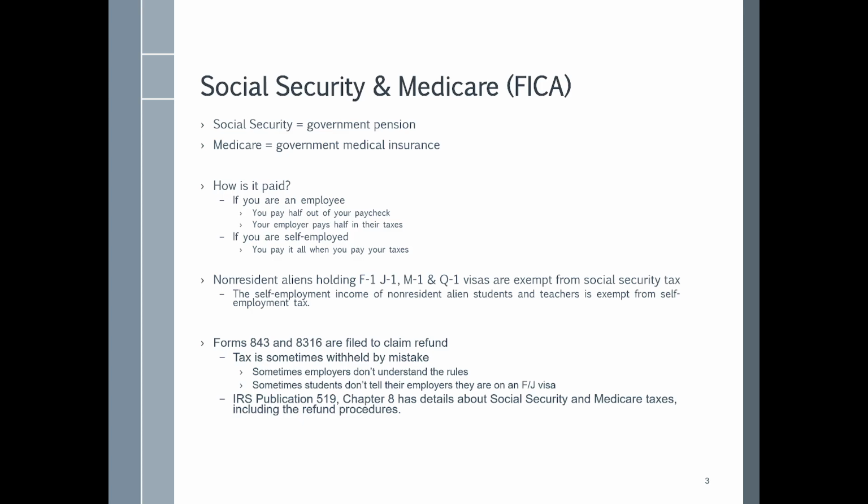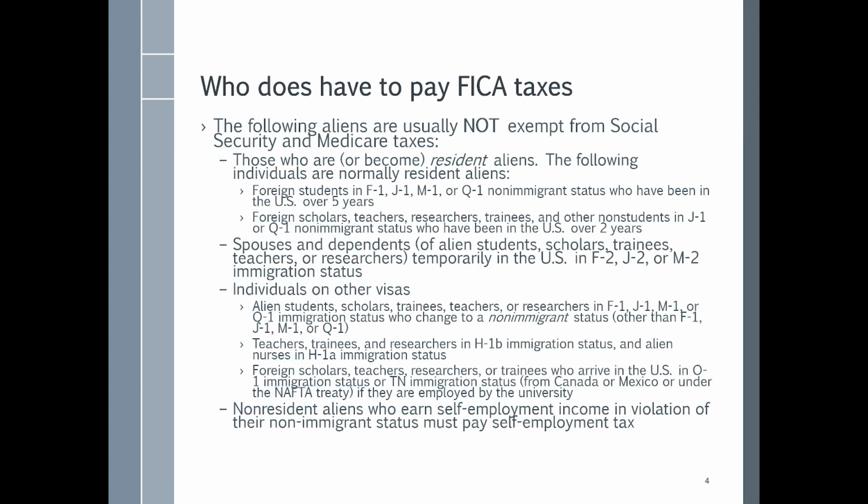If this tax gets withheld by mistake or in error, then you can file Forms 843 and 8316 to get a refund. Sometimes employers just don't understand the rules, and sometimes students don't tell their employers that they are on an F or J visa to be exempt from those taxes. Now, IRS Publication 519, Chapter 8 has lots of details about this, including the refund procedures, but what we're going to go through today is the accepted version of that.